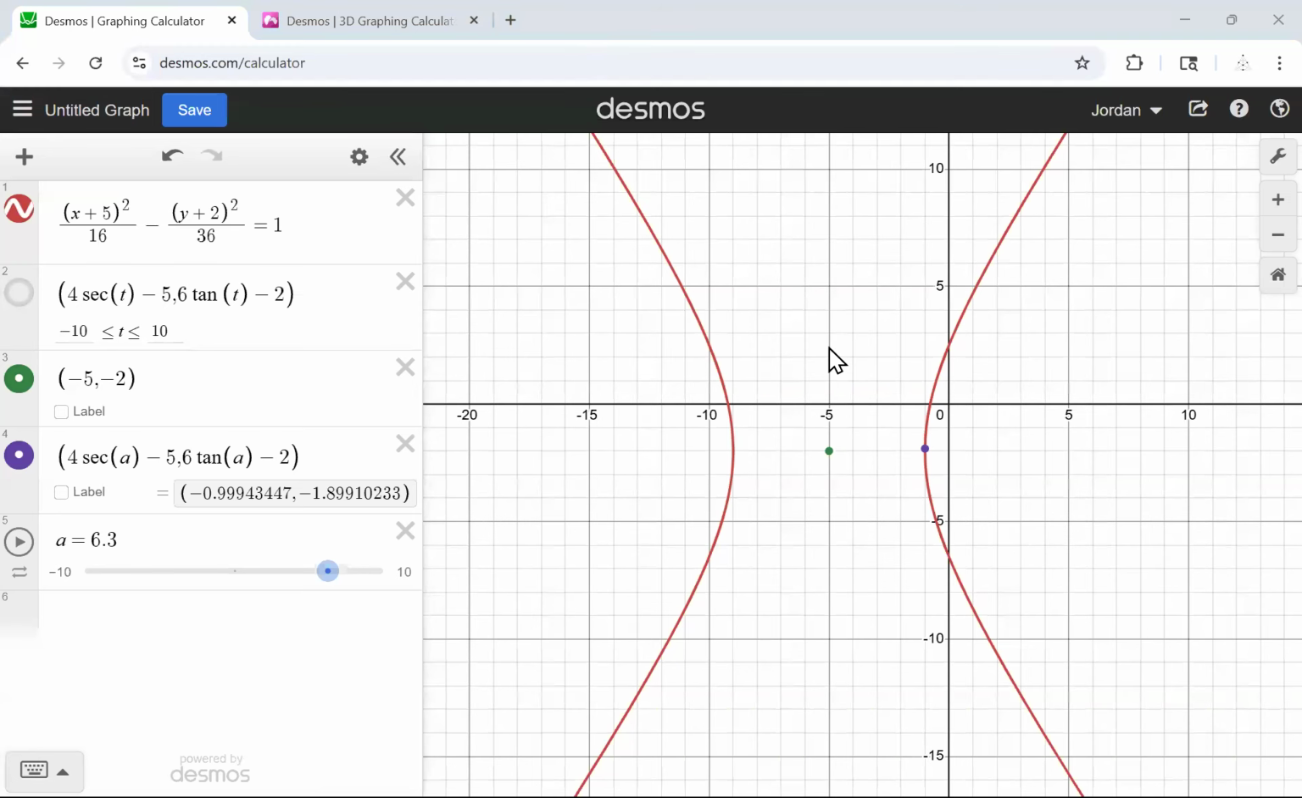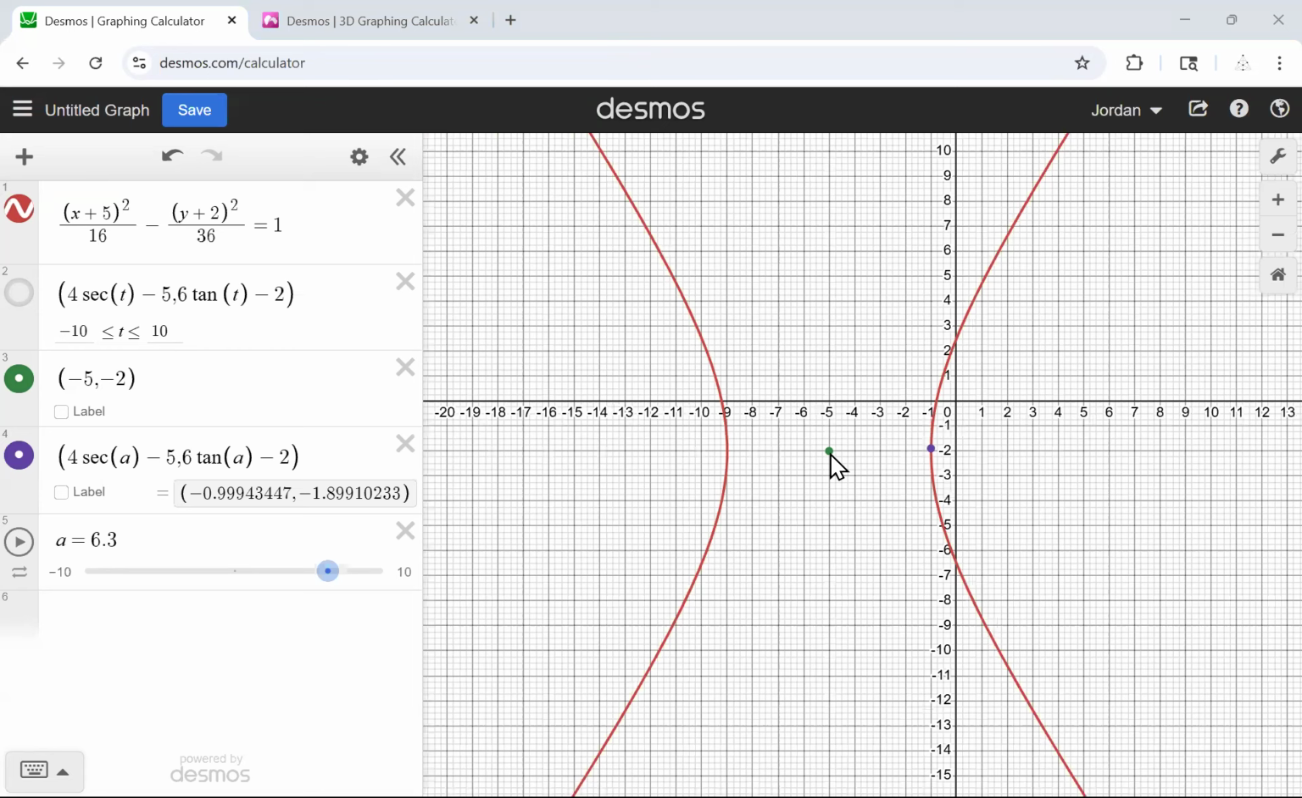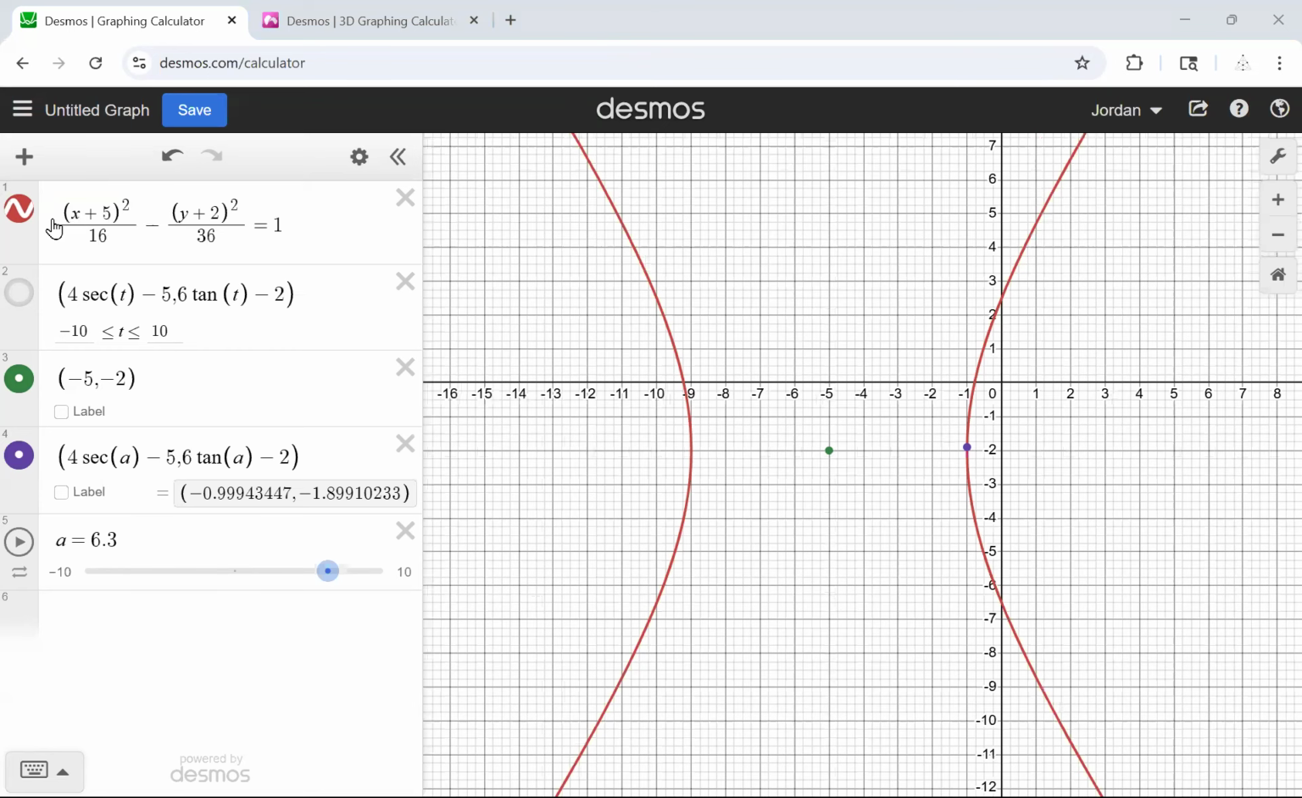I have done that already. X was 4 secant of t minus 5, y was 6 tangent of t minus 2. We got this hyperbola that I have graphed. Obviously, it has the center at -5, -2. That's fairly easy to see. And it doesn't matter whether you have the parametric or the rectangular version, you get the same graph.